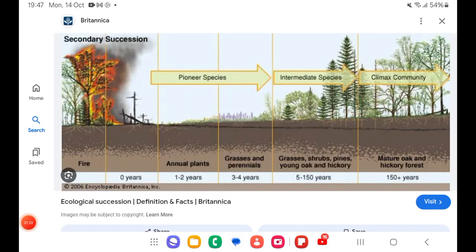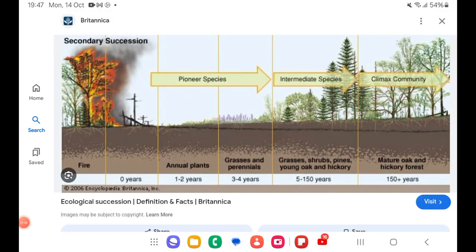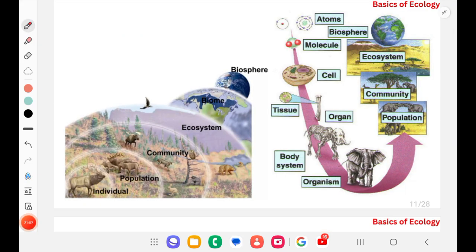If you see secondary succession, initially there will be evolved species but that got damaged, say for example by wildfires. Then after a certain time, annual plants will come, slowly grasses, then shrubs, pines, later matured oak and hickory forest. So here also we have secondary succession. Initially it got damaged, and then primary or pioneer species, then intermediate, finally comes the climax community. This is secondary succession. So here comes one important point to note or revise.